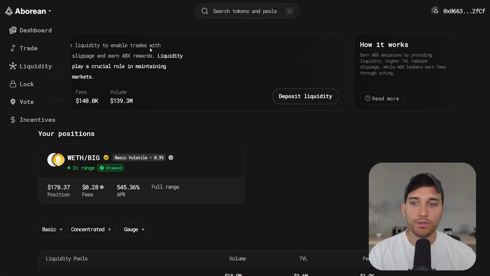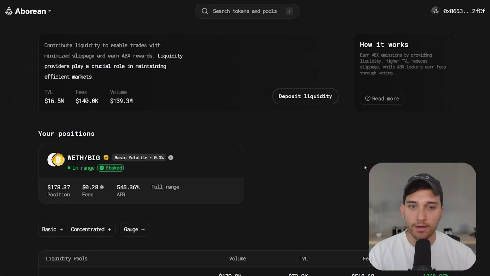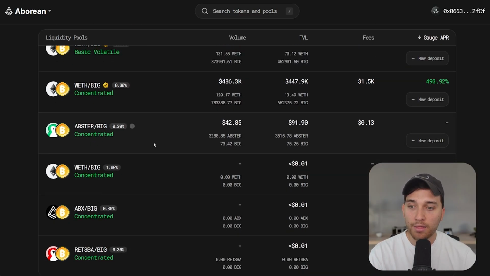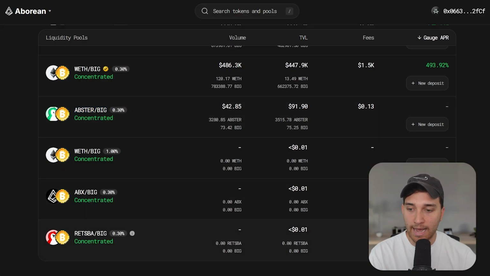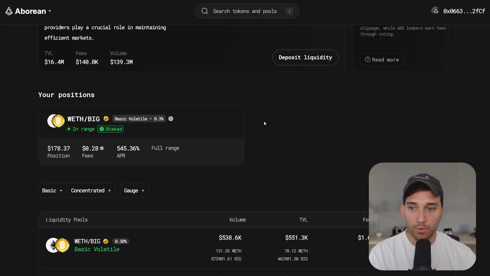This taps into the liquidity tab. So if we swap from trade to liquidity here, as you can see, if we filter down to Bitcoin, we can actually see multiple liquidity pools that facilitate swaps between Ethereum or wrapped ETH and Bitcoin here, among other different pools between different coins like Abster and Retspa, ABX to Bitcoin and from Bitcoin as well.